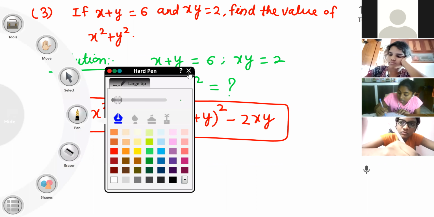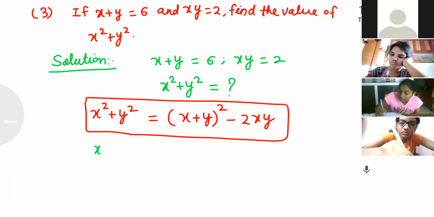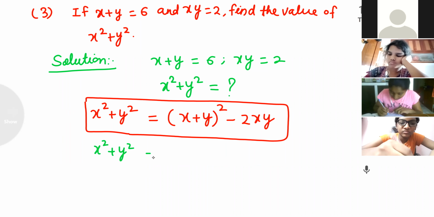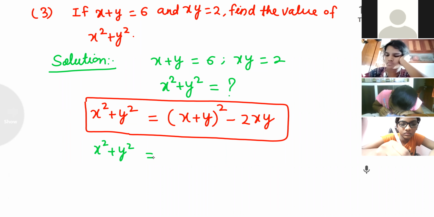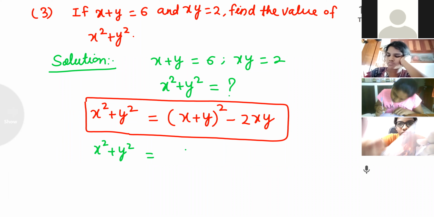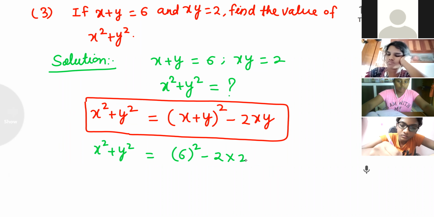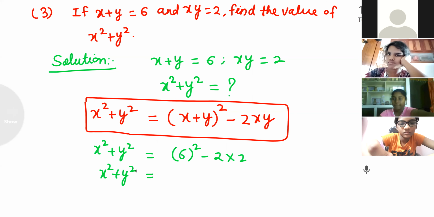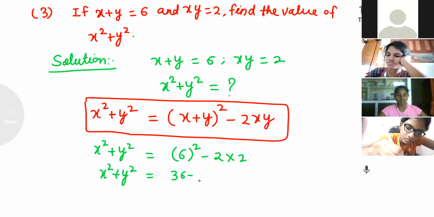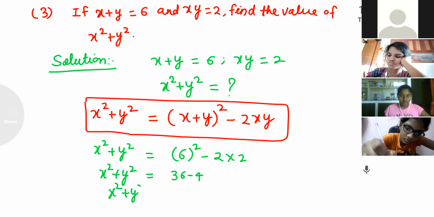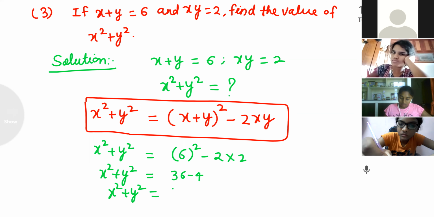Now I want to find out the value of x square plus y square. X plus y whole square. X plus y value what he has given, 6. 6 whole square minus 2 into xy value 2. 6 square is not 12. 6 square means 36, 6 into 6. X square plus y square is equal to 36 minus 4. X square plus y square is equal to 32.